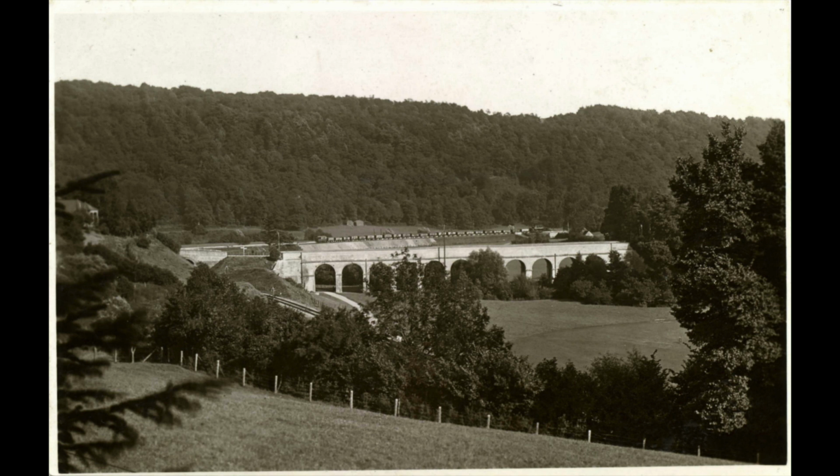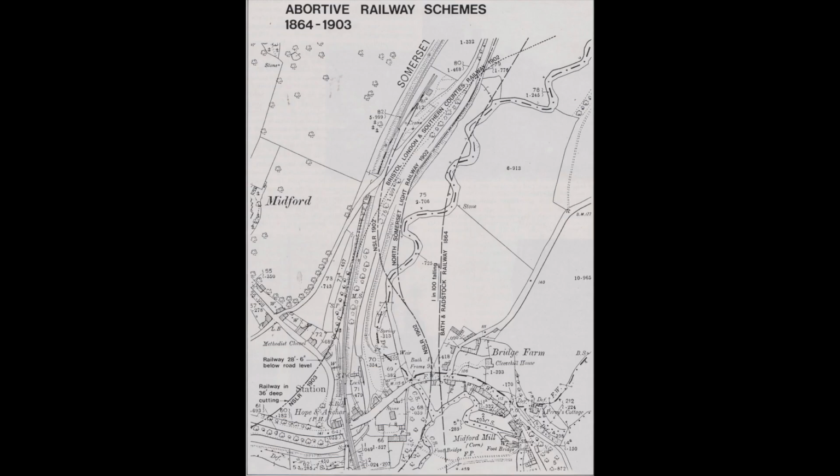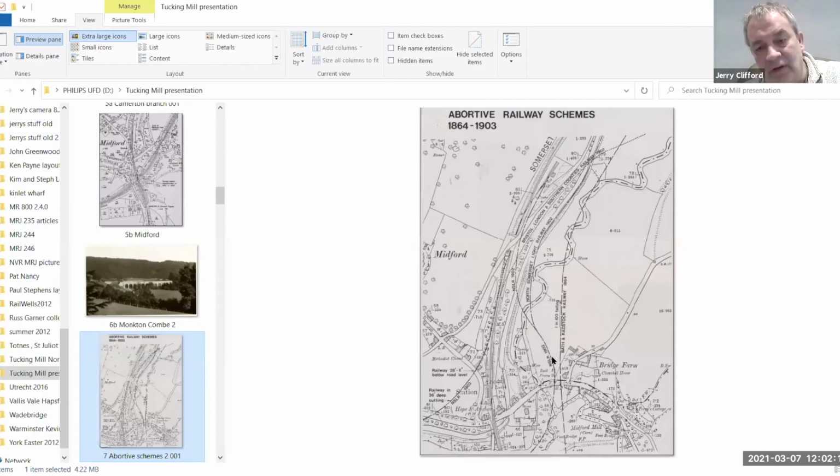Okay. Now here's where the fiction comes in. It's not the biggest picture on your screen, and I apologise for that. But this was in Mike Arlett's book on the railways at Midford, and what he showed in there were the numerous schemes that were put forward to build a line up the Cam Valley in the late 19th and early 20th century. There were various schemes, one of which, the one that really interested me, was put forward in 1902, the North Somerset Light Railway.